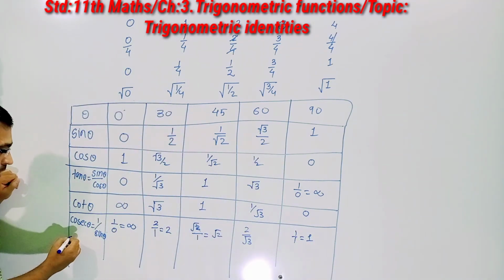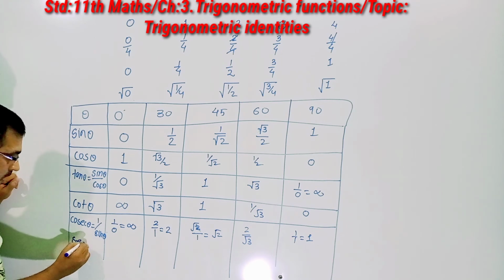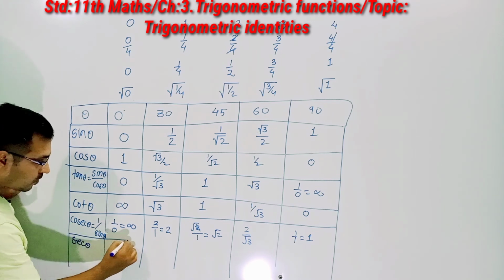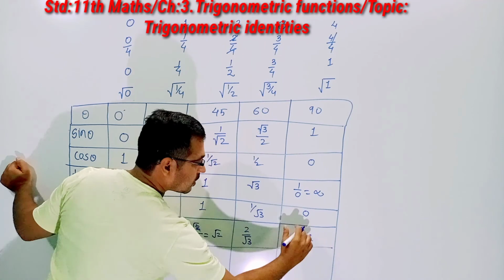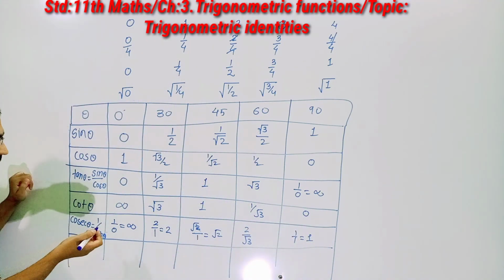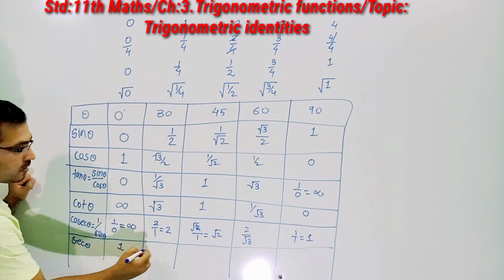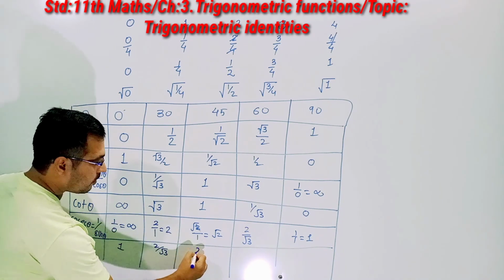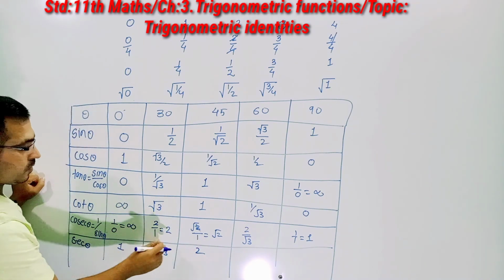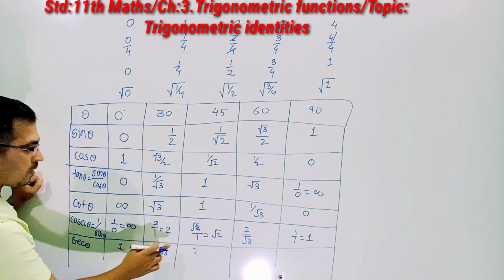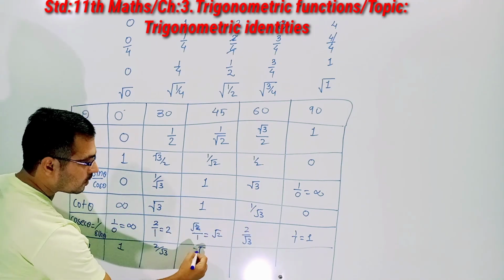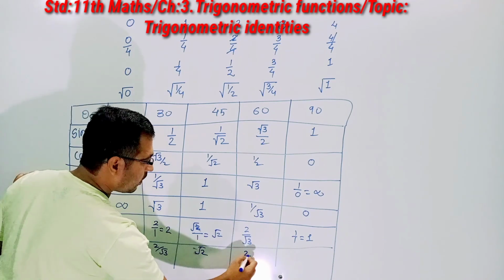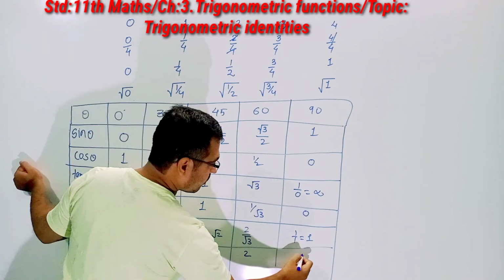Now you can find out what? Sec theta. So you want to find out sec theta. So just you will have to reverse these elements. So 1, 2 by root 3. There will be 2. 1, 2 by root 3. Here is root 2. There will be 2. And here will be infinity.